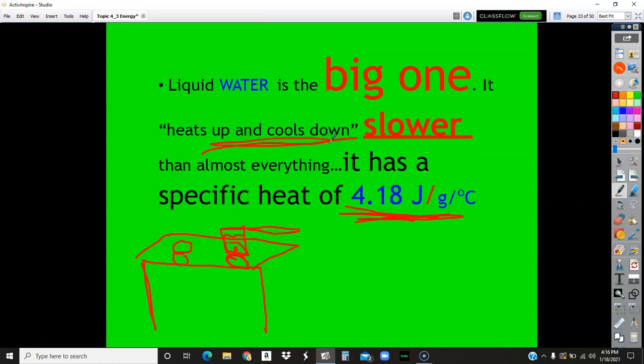Because something that takes a lot to heat up, once you heat that thing up like water, it's going to retain the heat. It's going to hold on to the heat. So liquid water is very good not only at, it's slow at heating up, but once it is hot, it's going to keep the heat.